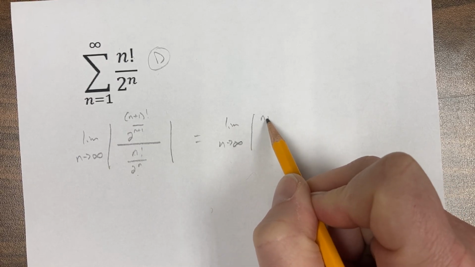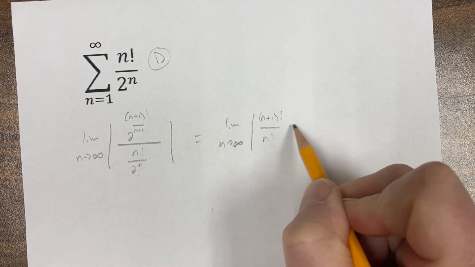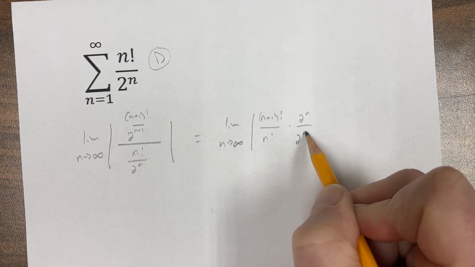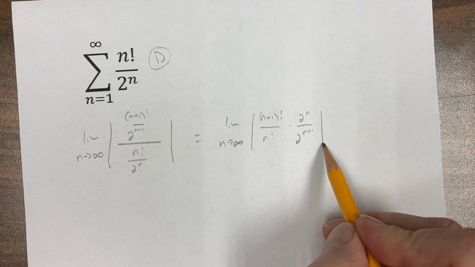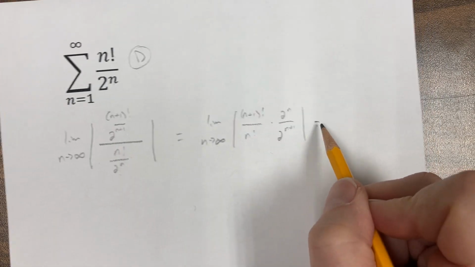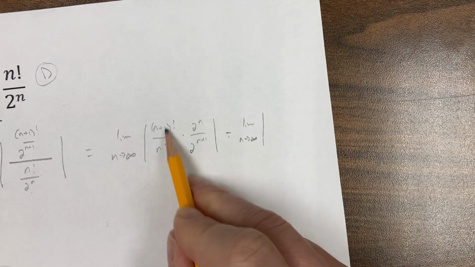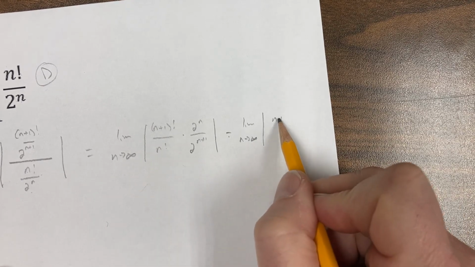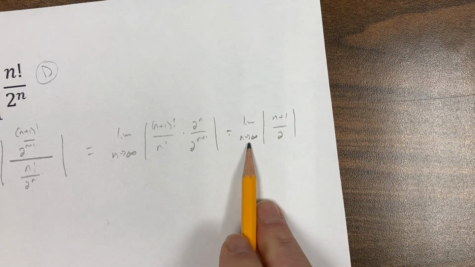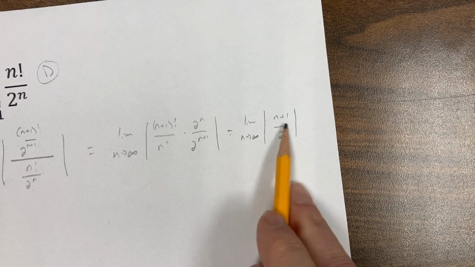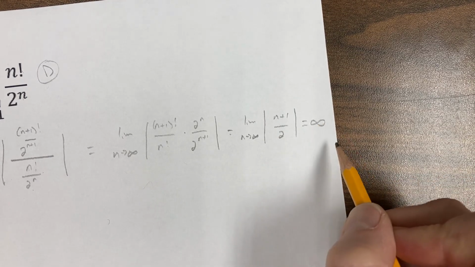And we're going to have (n+1)! over n! times 2^n over 2^(n+1). So again, I'm flipping it and reorganizing it so that things are set up. What that's going to give us then is the limit as n approaches infinity of this, which would be n plus 1 over this, which is 2. If we let n get bigger and bigger, what does this go to? This goes to infinity.